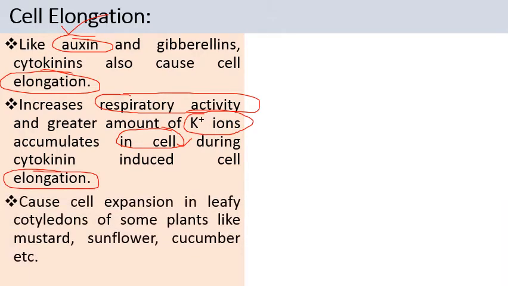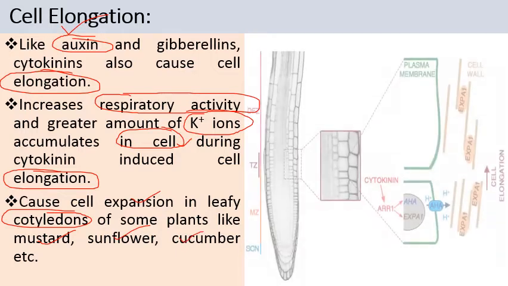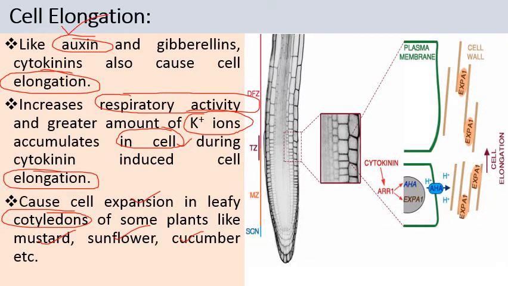And it causes expansion in the leafy cotyledons. So the cotyledons also expand in some plants like mustard, sunflower, and cucumber. So this is the function of the cytokinin that helps in cell elongation. So in this picture we can see here, this is the region where the cell elongates due to the activity of the cytokinin. This picture shows the involvement of various types of genes and transcription factors that are involved in this elongation of cell.